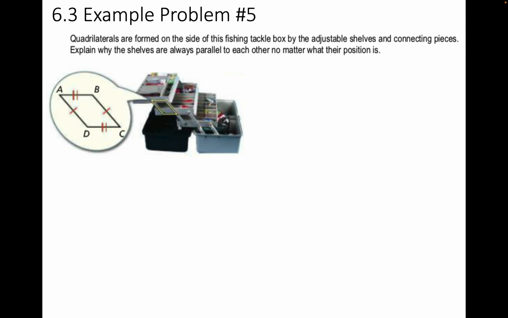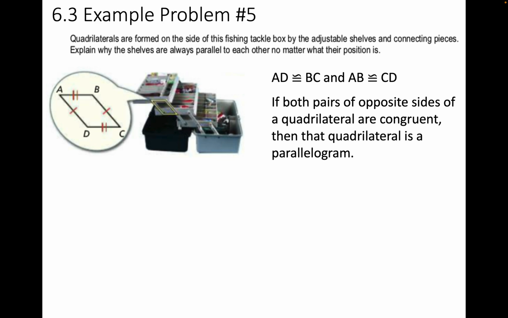So again, as you take that black top and close it, these shelves will close into the box, but they'll always remain parallel. They'll always stay parallel to the ground. They'll stay in the same level. And the reason is because, if you look, AD is congruent to BC, that's the left and the right, and AB and CD are congruent, that's the top and the bottom. So therefore, if both pairs of opposite sides of a quadrilateral are congruent, then that quadrilateral must be a parallelogram.